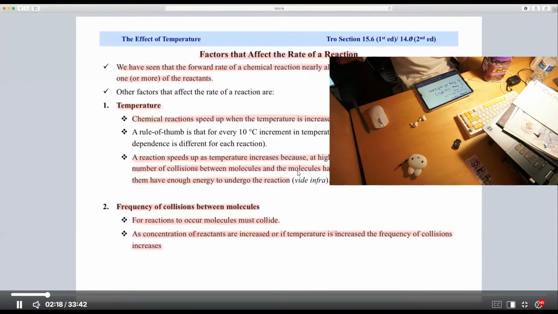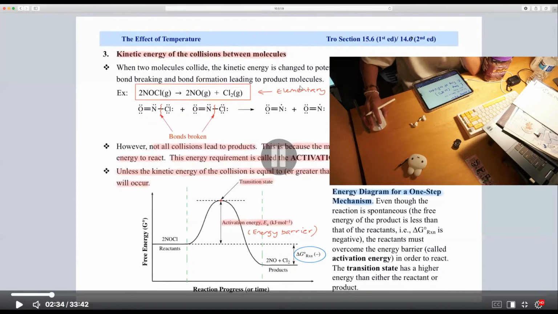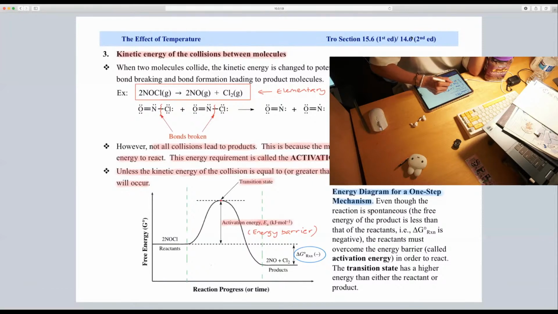Now, it turns out, even though reactants collide with each other frequently, they do not always lead to products, or they do not always increase the rate of the reaction. And the reason for that is that when molecules collide, not only must they collide with each other, and not only must they collide frequently, but they also have to have a minimum kinetic energy as they collide with each other. And unless they meet the minimum kinetic energy requirement, then that collision does not lead to products.